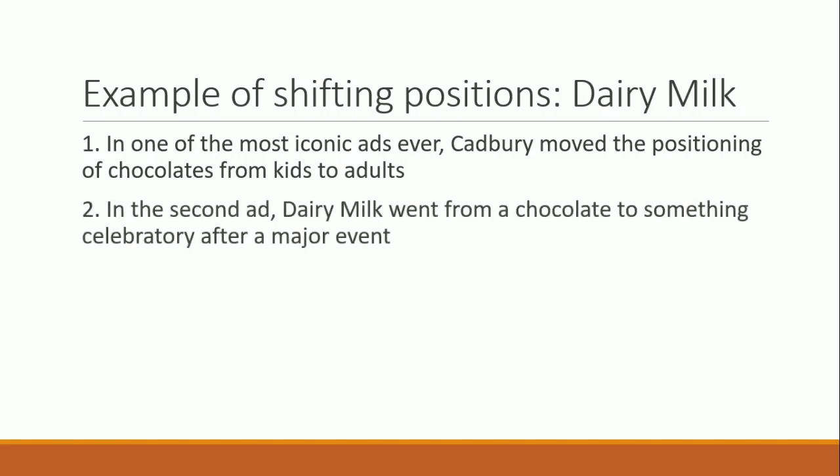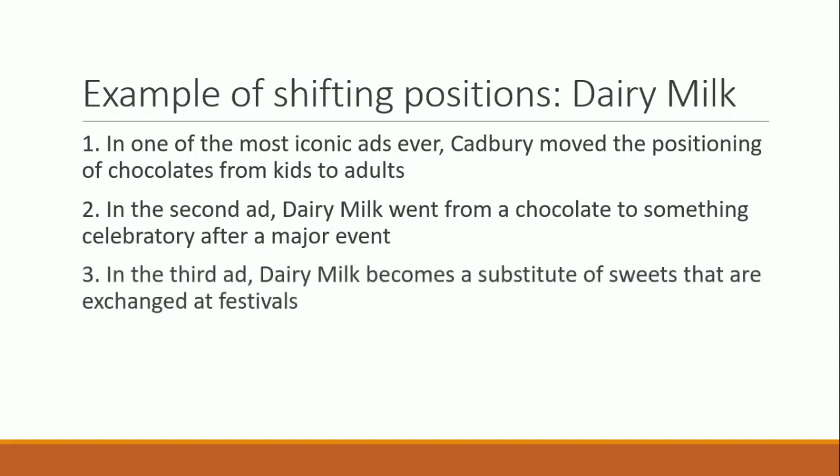In the second act, Dairy Milk went from a chocolate to the very famous Pappu Paas Ho Gaya ad featuring Amitabh Bachchan. In the second act, Dairy Milk went from a chocolate to something which was used to celebrate after a major event. Back then it was about having it as a snack, or when you were out there with your friends, or when you got some money from relatives or whatever. All of a sudden, it tried to become the substitute of sweets. So whenever something big happens, you pass an exam or whatever, you celebrate by having something sweet. And in this case, Dairy Milk tried to be that something sweet.